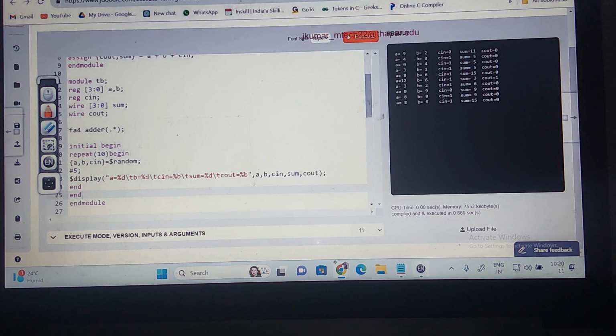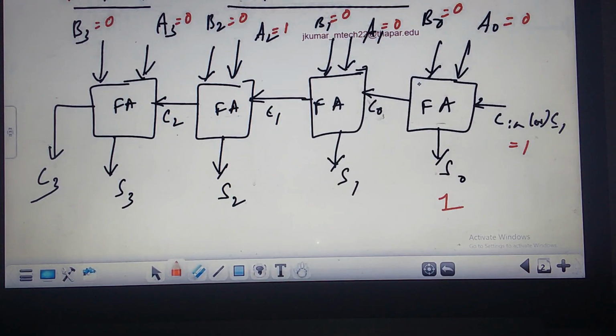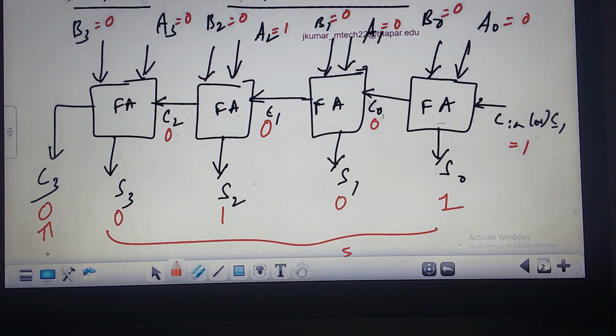5. Now can you do this option? 0, 0, 1 gives sum 1. What carry is generating? 0, 0, 1, carry is 0. 0, 0, 0 means 0, and carry is 0. 0, 1, 0 means 1, carry is 0. 0, 0, 0 is 0. What is Cout? 0. This is nothing but 5. What is Cout? 0. What is Cin?